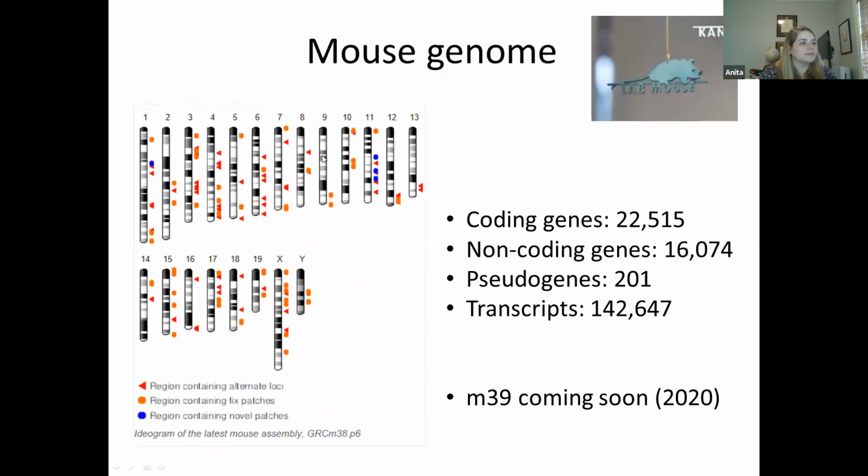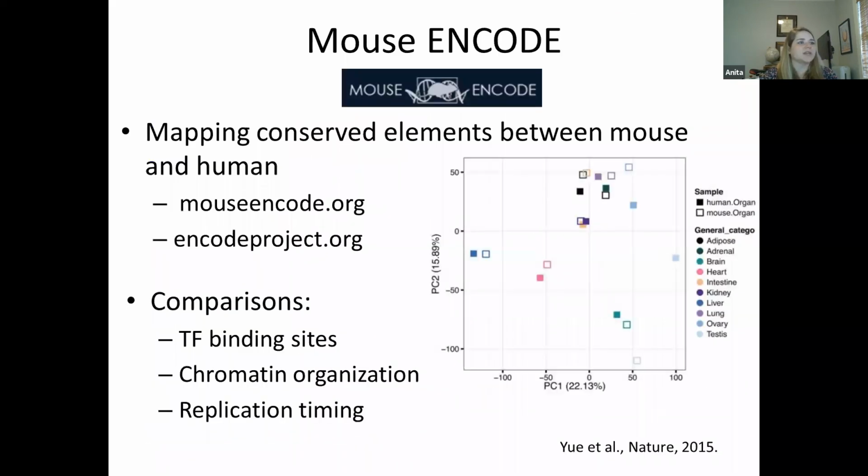So of course, here's the mouse genome. As I said, they're on release 38.P6. Supposedly the 39th version is coming soon, early 2020, but just to give you an idea, there's something around 22,000 coding genes. This number has actually gone up since the last release, as have non-coding genes. I think this probably has to do with better annotation of what those genes are, pseudogenes, and then transcripts. So basically there's a place where you can go and identify genomic sequences if you're interested. But not all genes necessarily are completely annotated right now.